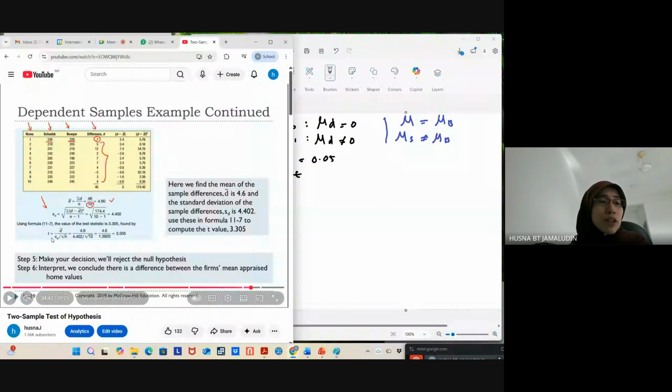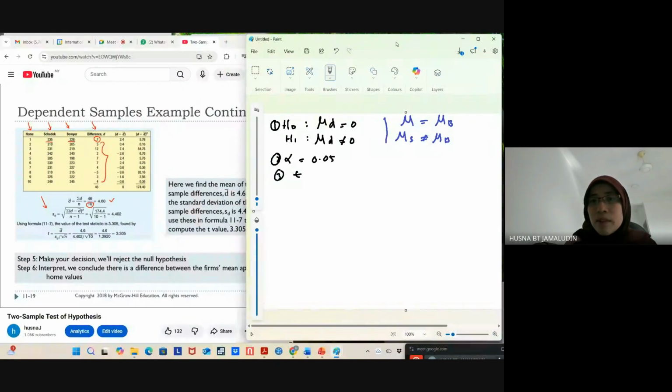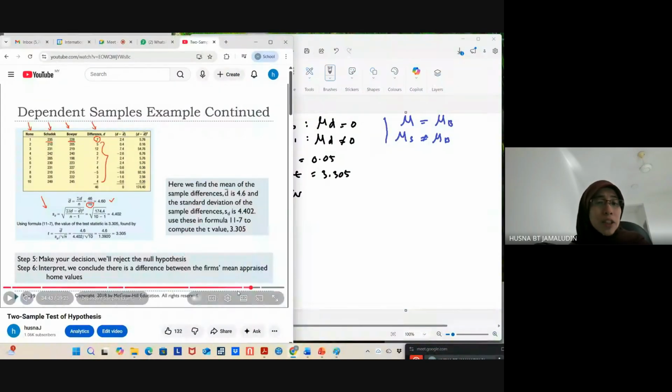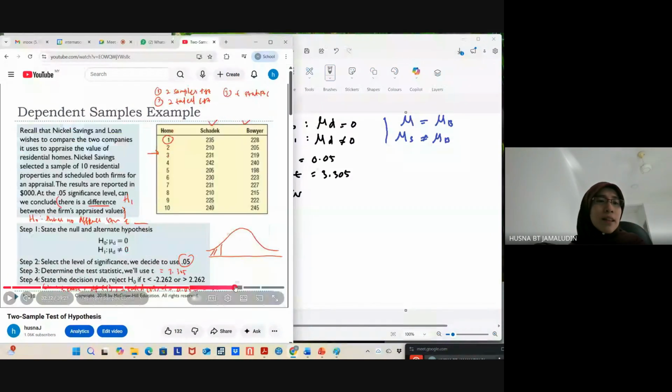So you got your T equals 3.305. Next step, don't forget your CV. CV will give you the steps. That's why I mentioned that when you know the previous chapter, this chapter will be easy. Okay, you will be looking at the T statistic, T table, and then one tail.